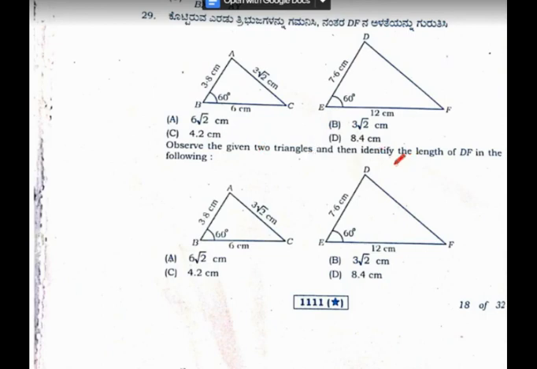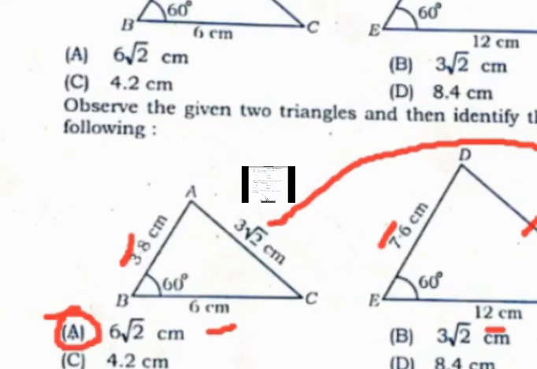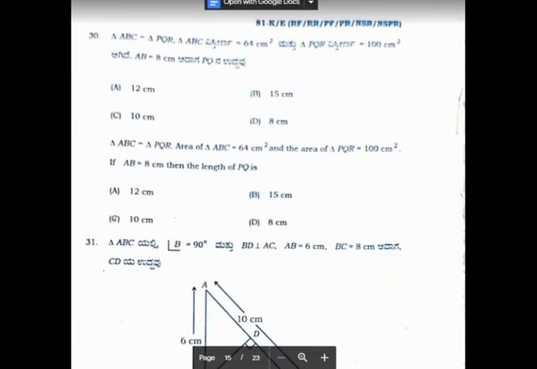Observe the two triangles, then identify the length of DF. So we have to find the DF. If you observe carefully the two pictures, 6 doubled is 12, their corresponding sides. 3.8 twice is 7.6. Obviously, DF should be twice AC. So 3 root 2 twice is how much, students? 6 root 2. Correct option for this question is A. Moving on to 30th question.